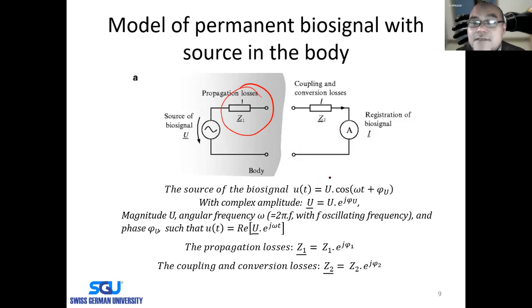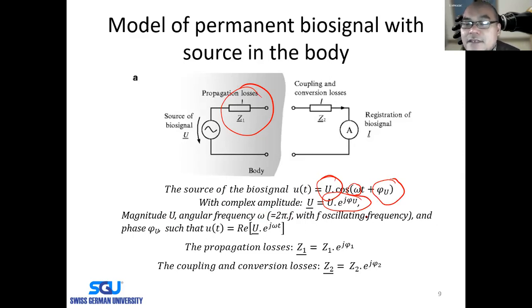So the source of the biosignal can be modeled as u(t) = U cos(ωt + ψ_U). This is the amplitude, this is the frequency, this is the phase of the signal, and U here is a complex amplitude. Because there is damping, it is an oscillating signal, but also with a particular amplification or attenuation.